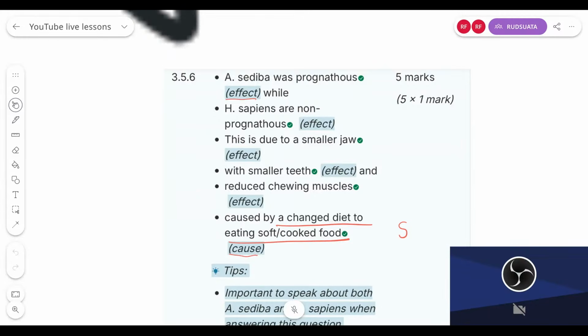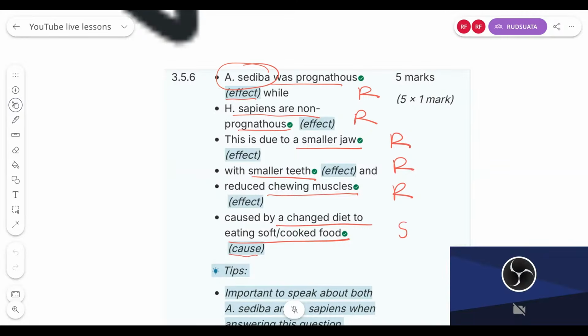Well, when we cooked food, your chewing muscles got smaller. Your teeth got smaller. This led to a smaller jaw. And because of the smaller jaw, Homo sapiens had a non-prognathous jaw, whereas sediba still has prognathism. Why? Because sediba didn't have fire.